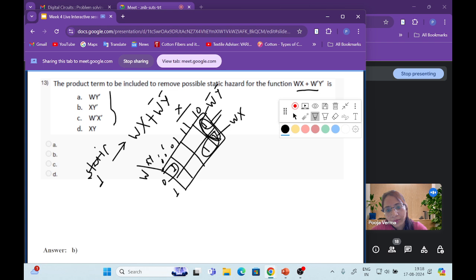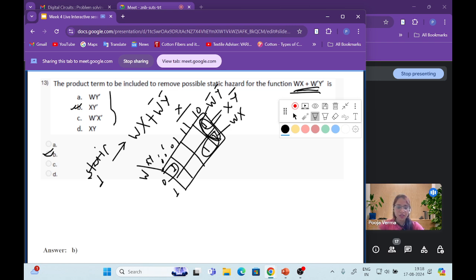So the possible pair that will be included is X Y bar, so that it will remove the static hazard. Okay, so X Y bar must be included in this function to remove the static hazard. Okay, option B is the correct answer for this.